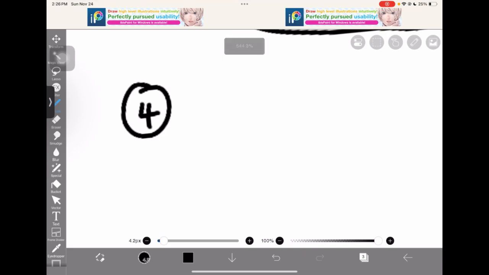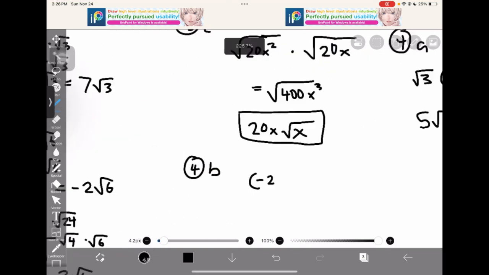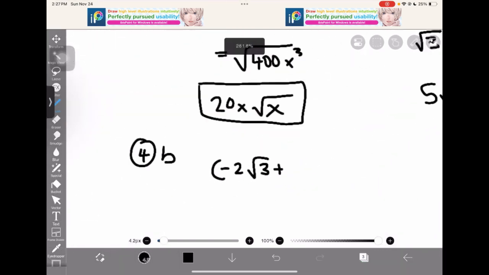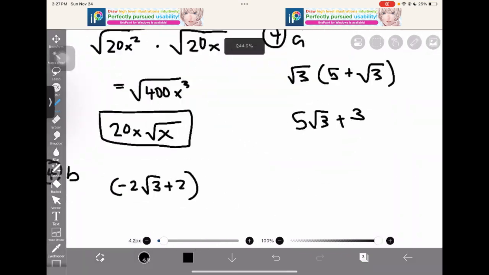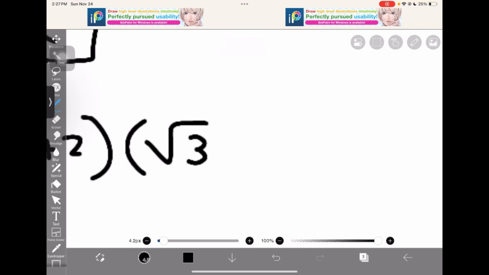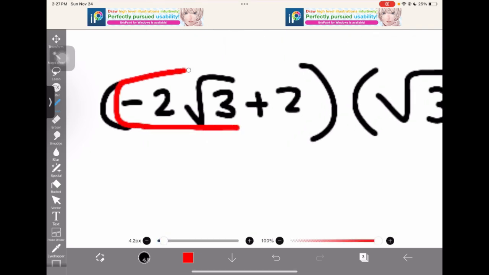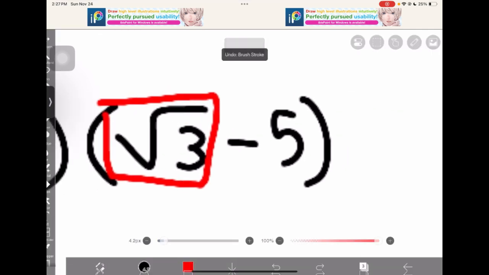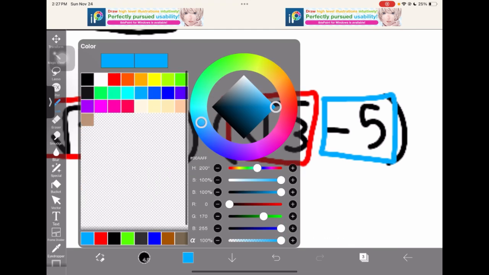Time for 4b, which is, okay, this is going to be the FOIL method. So it's going to be a little bit complicated. So negative 2 square root of 3 plus 2, then we got a square root of 3 minus 5. So it's just going to be the same FOIL method. Let me just box up the terms so that you don't get confused. Okay, so let's get started.